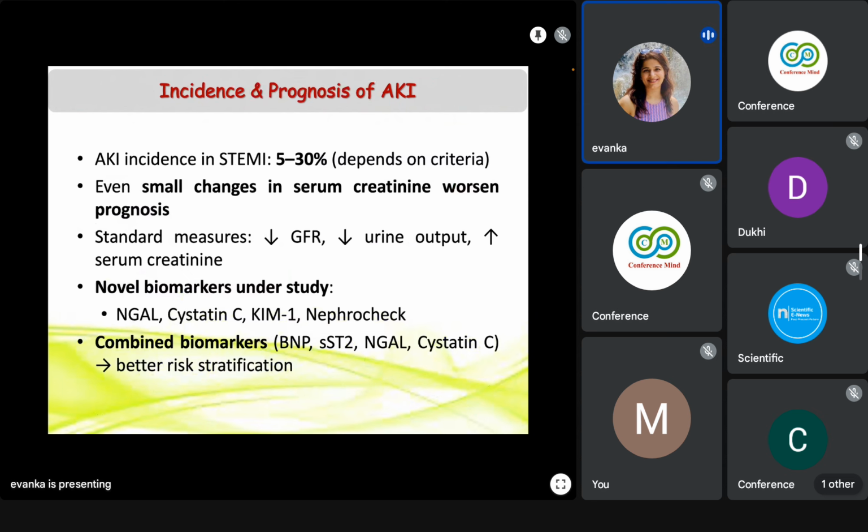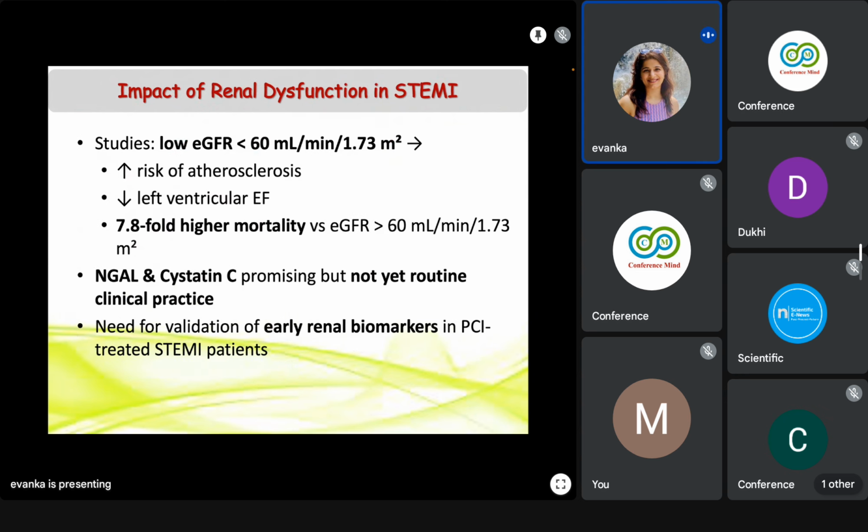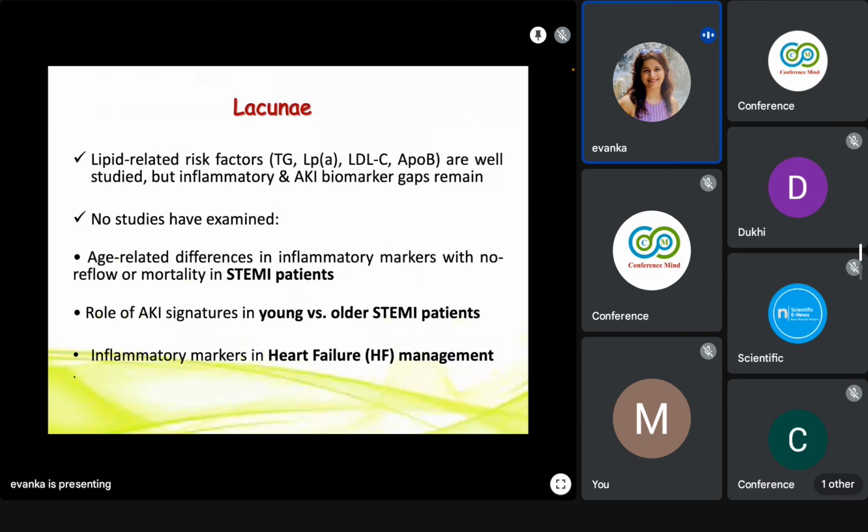So these are a few studies which are already known. The novel biomarkers which we have taken under our study would involve NGAL, cystatin C, KIM1 and NephroCheck, along with other biomarkers of heart failure like BNP, ST2, and inflammatory markers like IL-17, IL-2 and so on. It has been seen that NGAL and cystatin seem to be promising, but are not yet routine clinical practice. So we need validation of early renal biomarkers in PCI-treated STEMI patients.